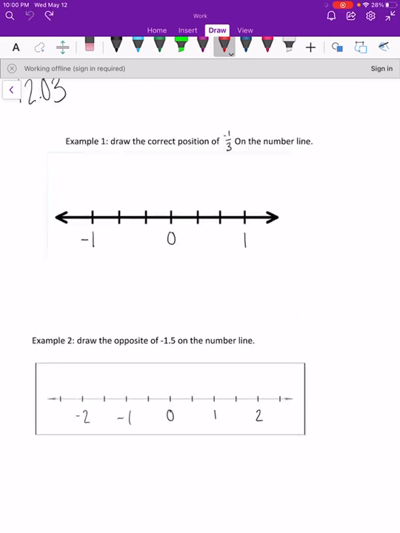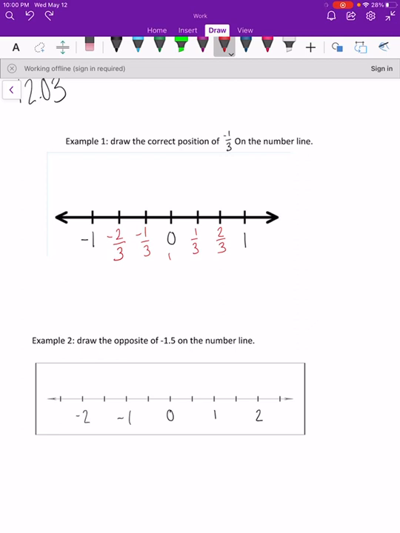So this is 1/3. This is 2/3. And when we go over here, this is negative 1/3. And this is negative 2/3. You just have to know how many numbers are in between 0 and this. It looks like there's 2, but really you want to count that 1 as well. There's 3. So that's how I knew to break it up into thirds.